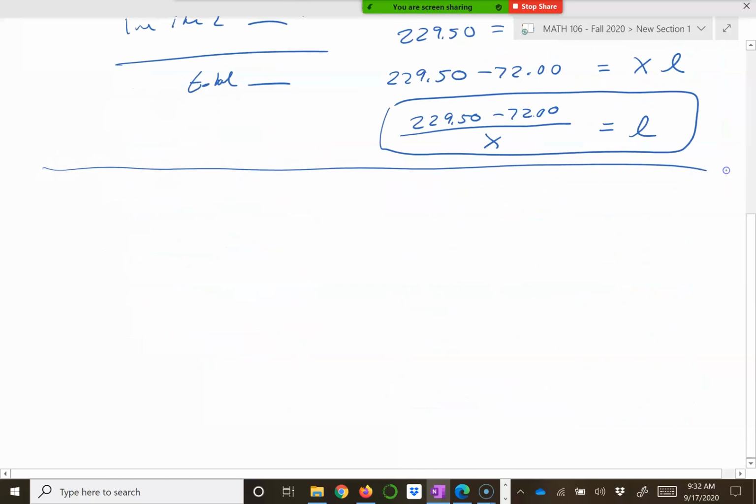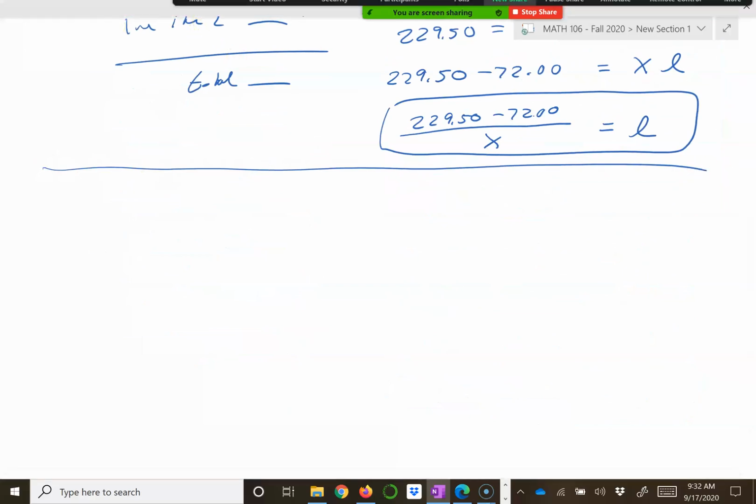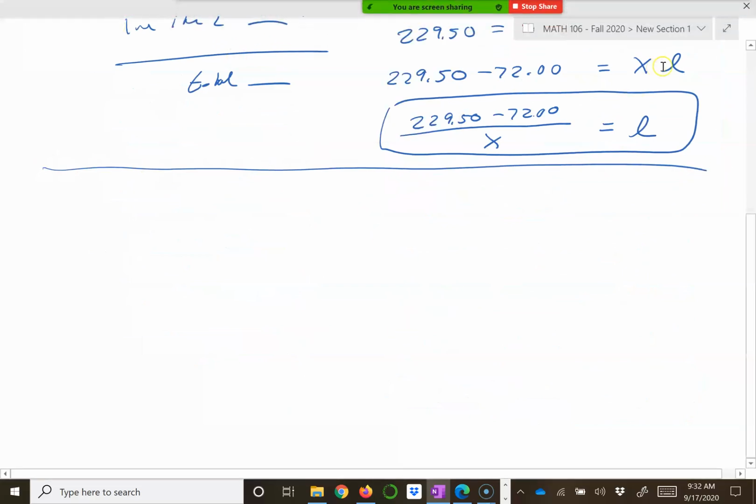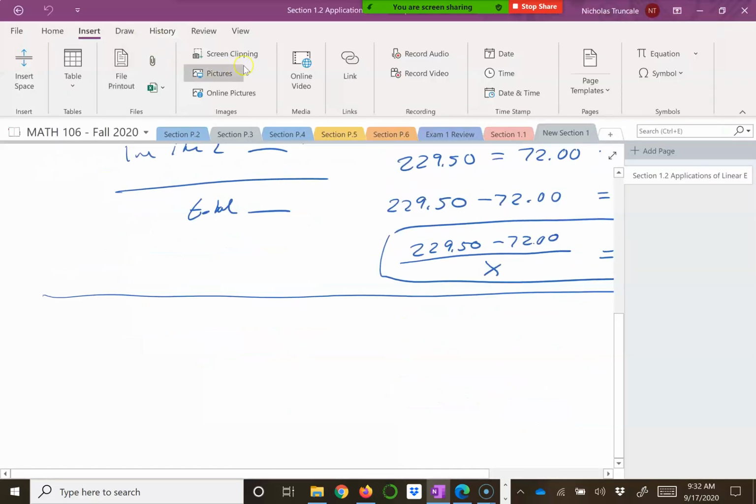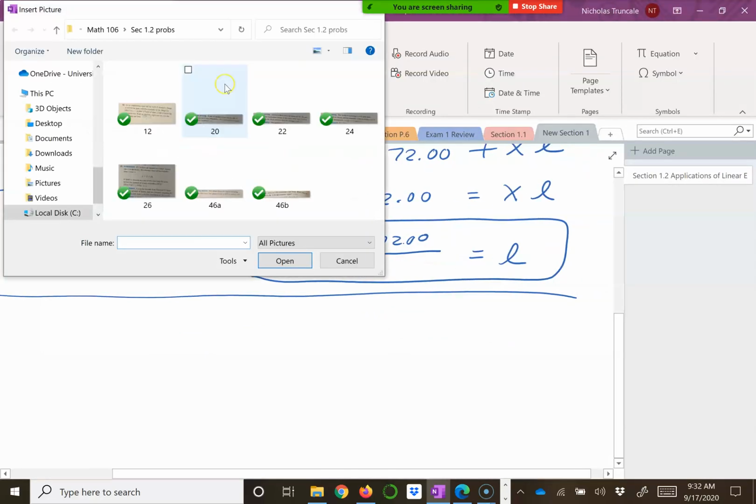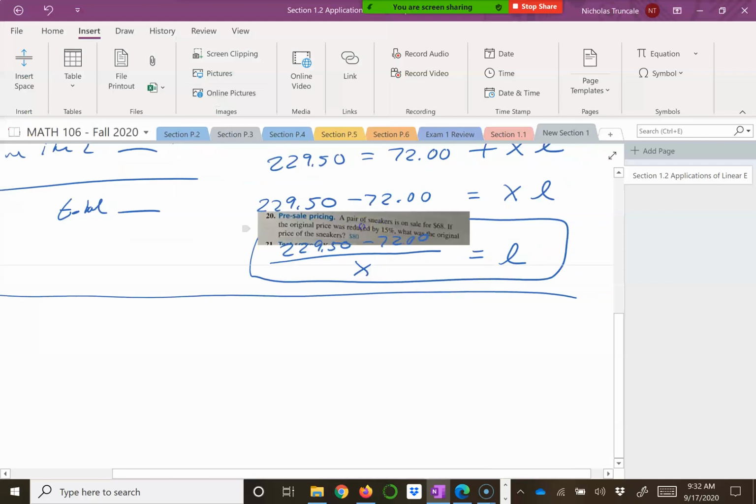Okay. The next one is going to be number 20. Okay, so I got to get out of here. Hopefully it opens up to the same. Oh, it did. That's magical. Okay.